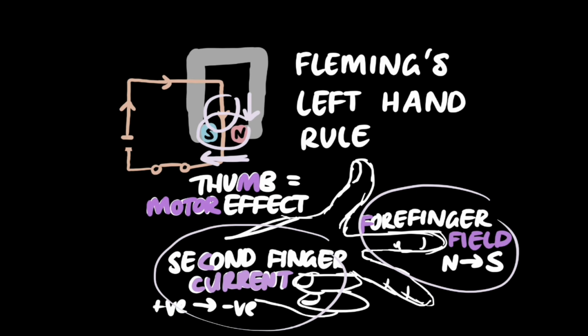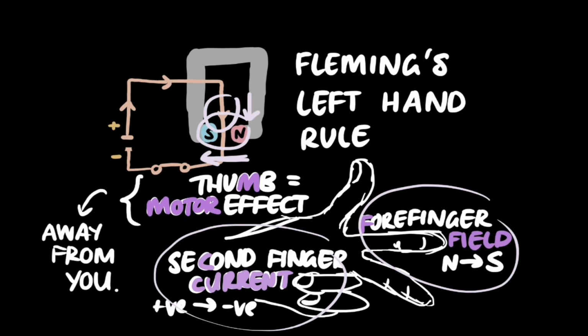You can see here that if you align your forefinger from north to south and your second finger from positive to negative, your thumb will end up pointing away from you. And that's how you get the answer to the direction of the force.